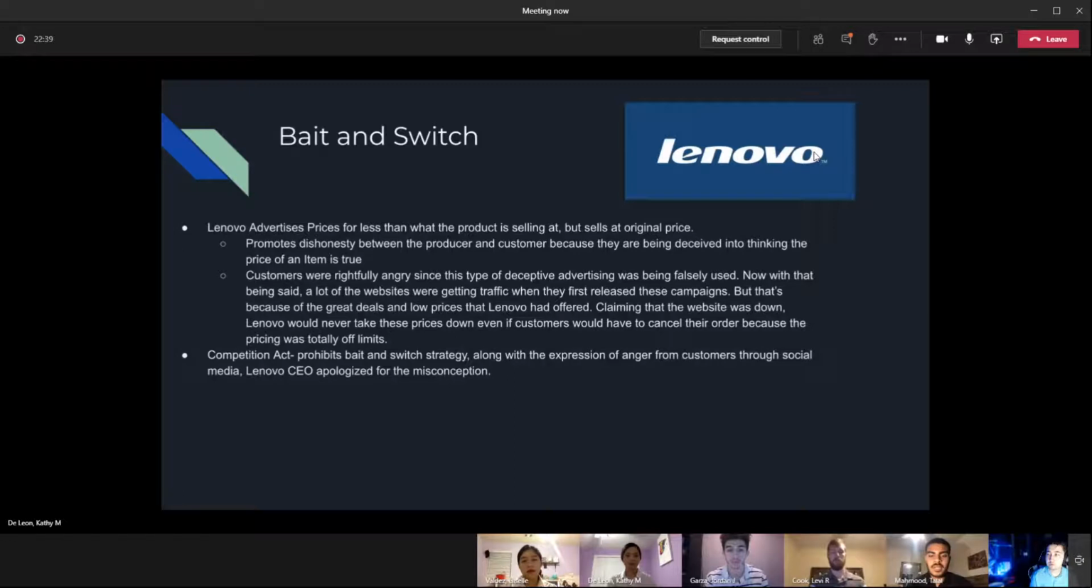And because of that, you have the Competition Act. The Competition Act prohibits the bait and switch strategy specifically, and this was because of the anger and frustration that the consumers took to social media, after which the Lenovo CEO had to apologize. He said that it was a misconception and that they will try their best to make sure that it doesn't happen again.